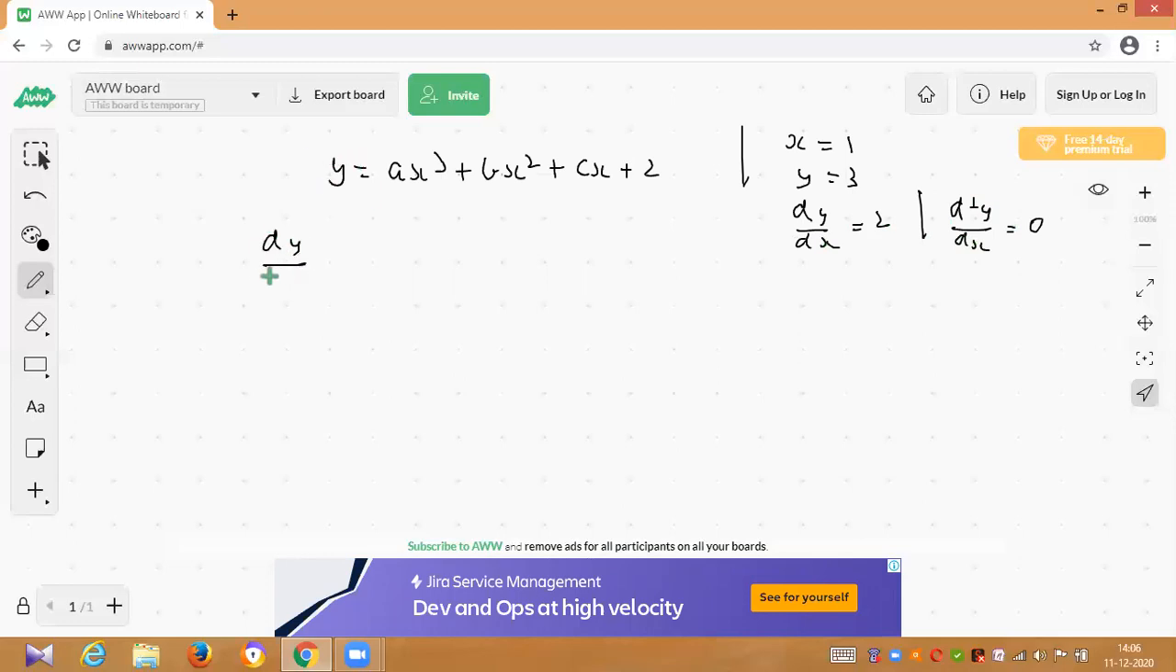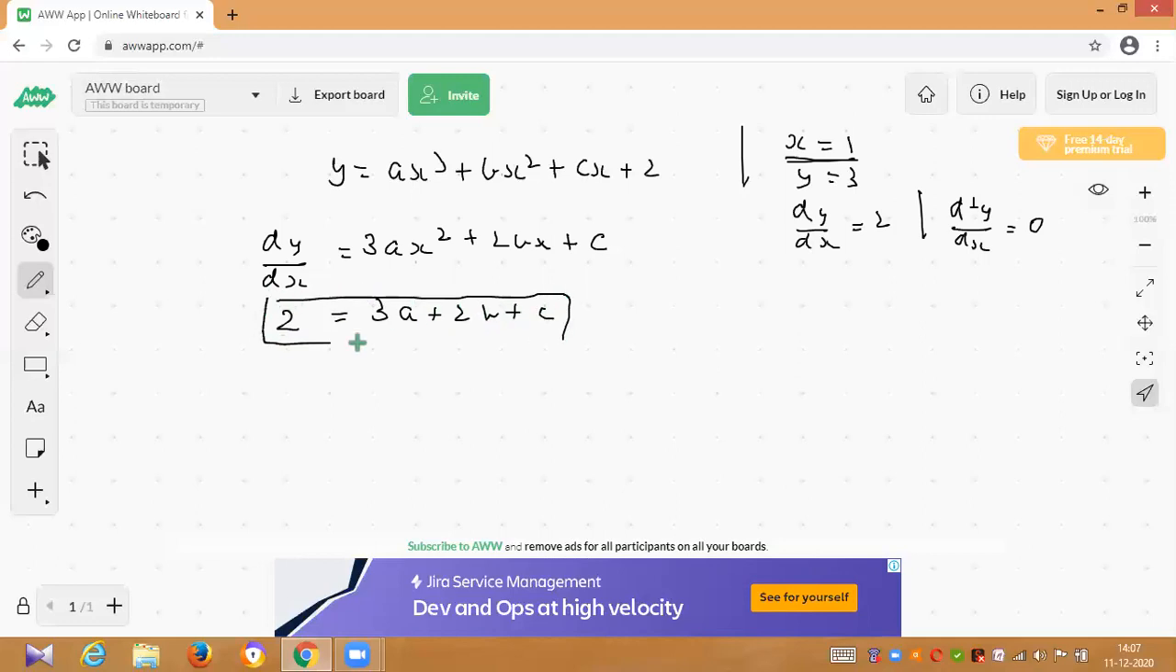So I first differentiate this function. I got dy by dx equals, using the power rule, 3ax squared plus 2bx plus c, and the differentiation of a constant is 0. Now, as we know that the value of x is 1 and dy by dx is 2, I put the value over here. So this becomes 3a plus 2b plus c equals 2. This is my first equation which I got once we put the value of the derivative and x into the equation.